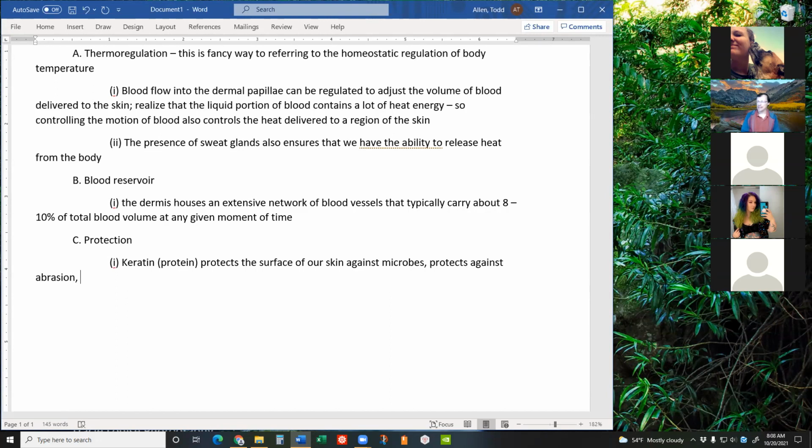Keratin is mildly heat resistant, so it does provide some limited protection against heat. And in general, it does provide a barrier to a variety of chemicals that, if keratin were not present, might try to invade the body, so limited chemical protection. So keratin has a number of protective characteristics.